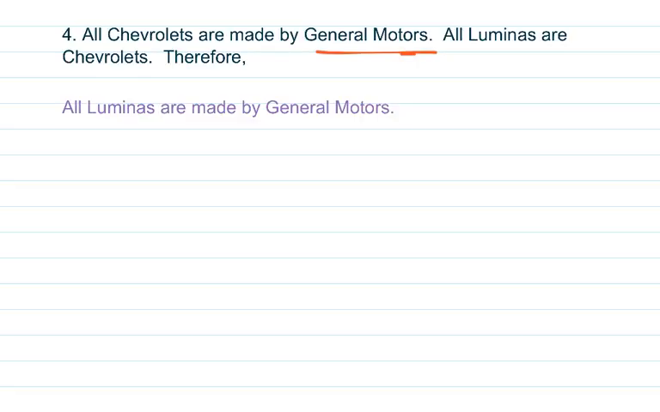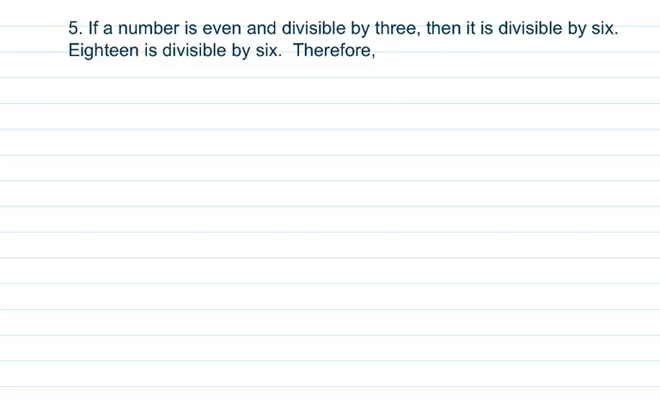Okay, number 5: if a number is even and divisible by 3, then it is divisible by 6. 18 is divisible by 6. Therefore, let's look at what conclusion we can come up with. We know that 18 is divisible by 6. We also know that if something is divisible by 6, then it is also divisible by 3. So what we can say is 18 is divisible by 3. And that's it for section 10.1.